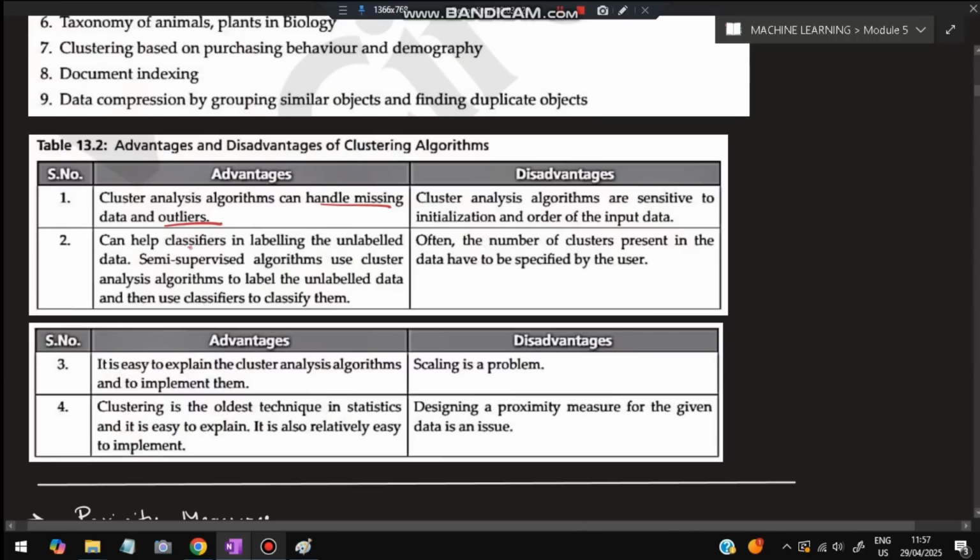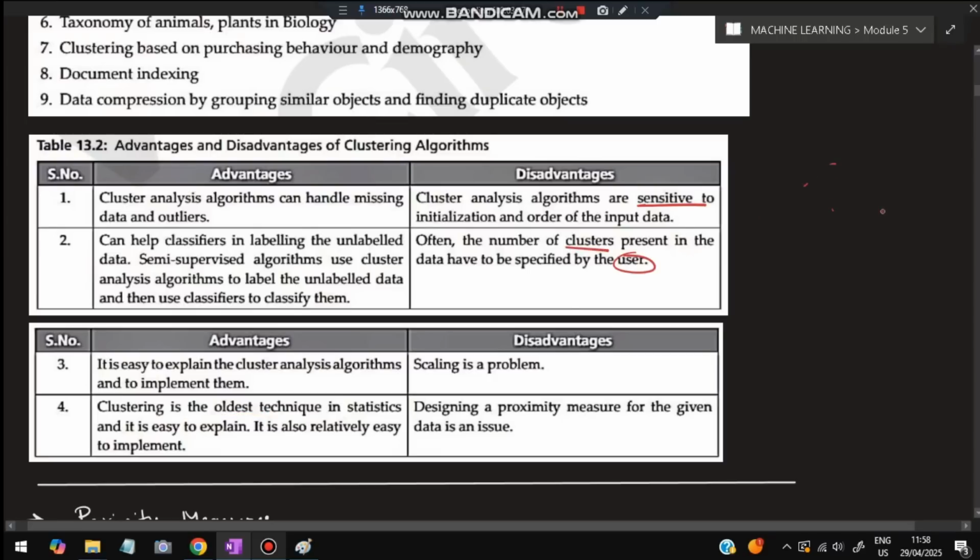Okay, it can help classify the unlabeled data. If you use semi-supervised learning, it's even better. It is easy to explain the cluster analysis algorithms and to implement them. It is the oldest technique. The disadvantage is that it is sensitive, and often the number of clusters has to be specified by the users.